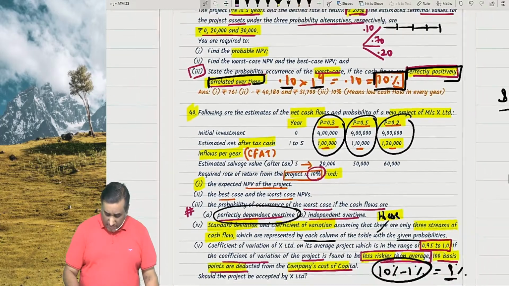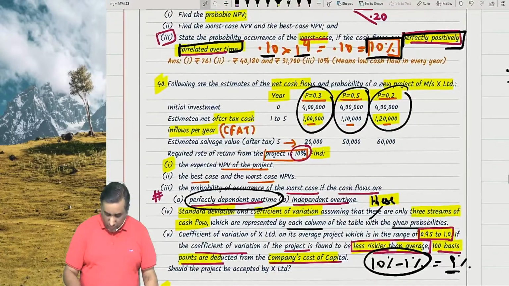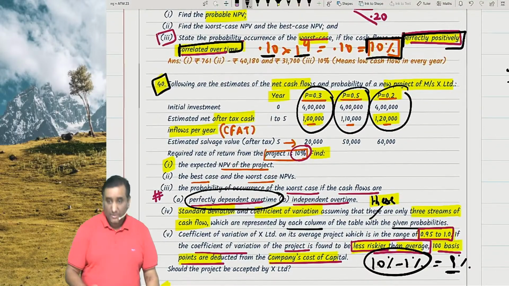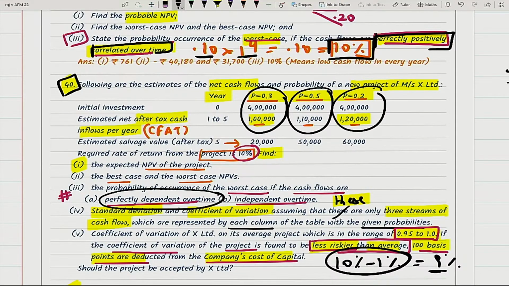Now once you've done this, I would expect you to try, you do not have this book with you, try question number 40 please completely. One by one I'll keep discussing the answer with you. It has two additional parts which we'll discuss. If you have done this, it's 0.1 into 1 to the power 4, then perfectly dependent. The next question will have an independent also. Try 40th.